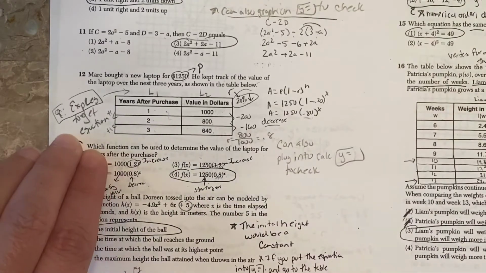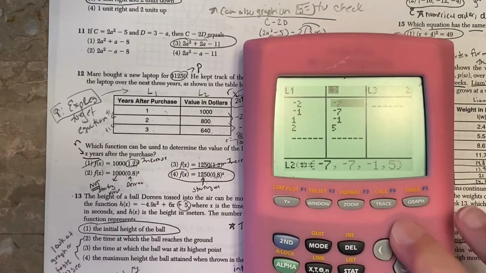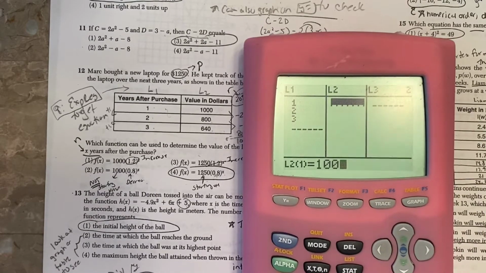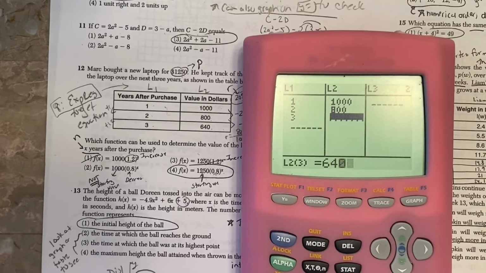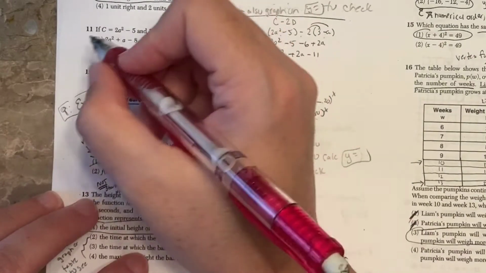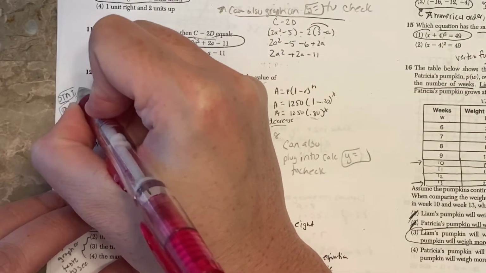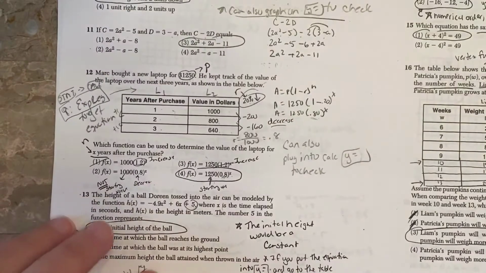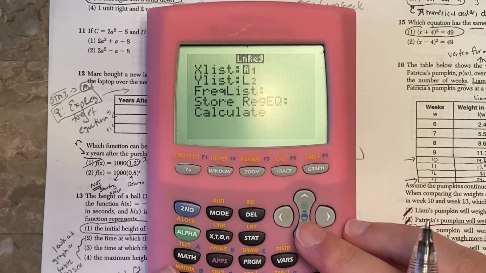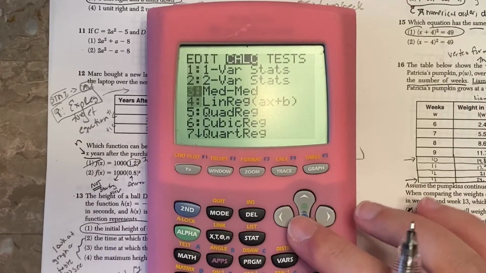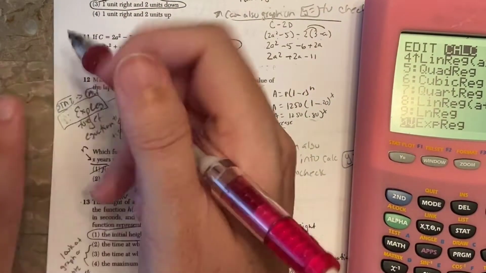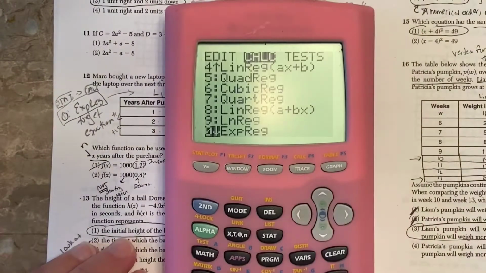You can also put this in the calculator. Go to stat, 1, clear out what we have here. 1, 2, 3, and then 1,000, 800, and 640. Again, we already know that it is exponential. So we're going to go to stat, move over to calc, and then go to number 9. It's going to give us the answer. Nope, try again. We're going to go to 0. Sorry about that. Number 0. Exponential, right?